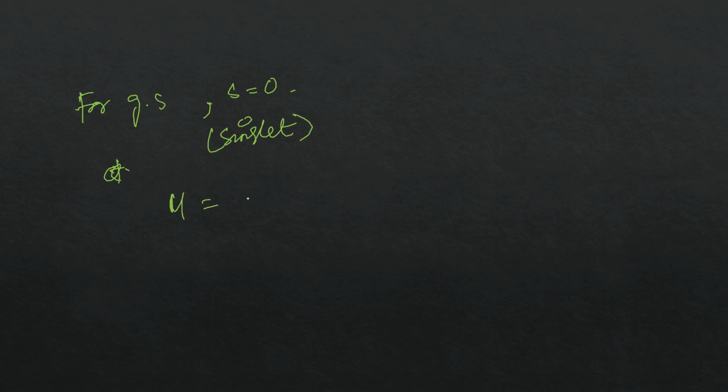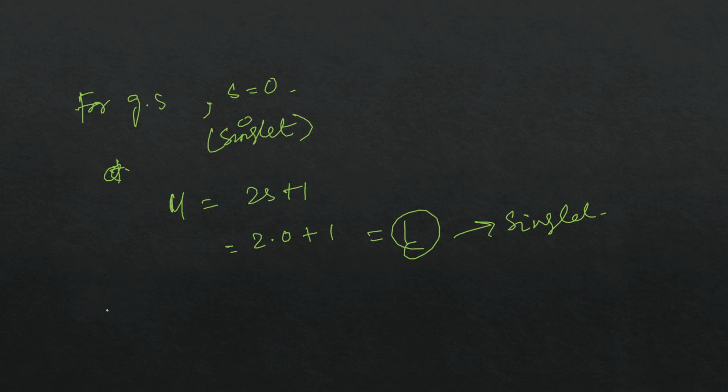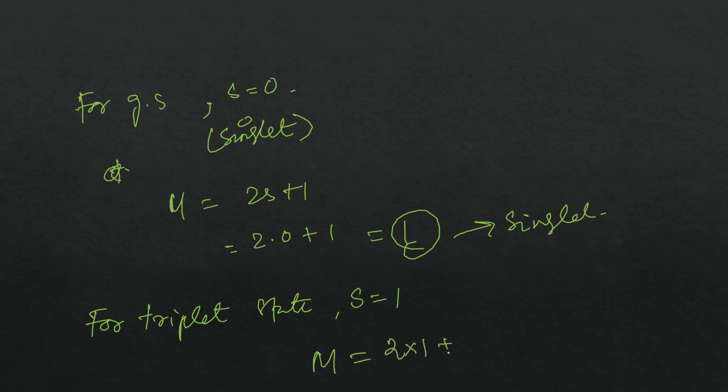Now for the ground state, S will be 0. This is called the singlet state. Why singlet? Because multiplicity is 2s plus 1. If I put 2 into 0 plus 1, that is 1, and 1 means singlet. Again, for the triplet state, s is equal to 1. If I put s equal to 1, 2 into 1 plus 1 is 3, and 3 states means the triplet state.